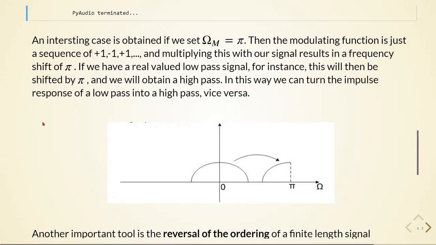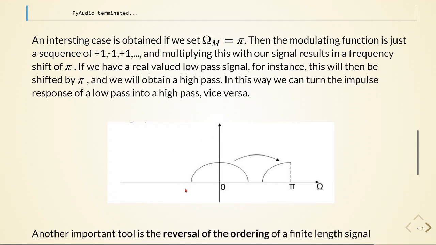An interesting case in modulation is obtained when we set omega equal to pi. Then the modulating function is just a sequence of plus or minus 1, and multiplying the sequence with our signal results in a frequency shift of pi. In this case, if we have a real-valued low-pass signal, for instance, then this will be shifted by pi and we will obtain a high pass.